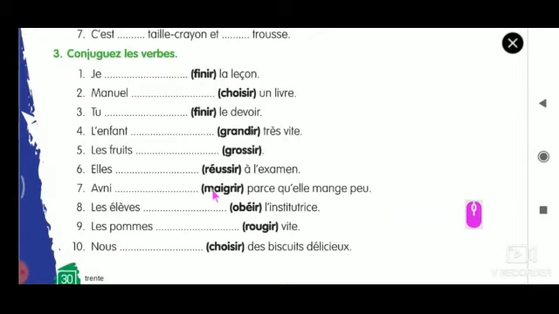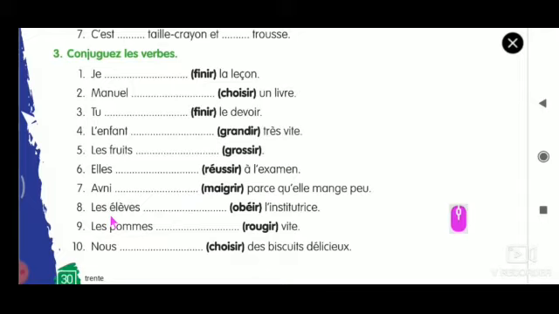So I'll spell the radical now. M-A-I-G-R-I. So far this is the radical, and the root is R. So take out the root and add T. Why? Because third person singular, the ending should be added as T. So Avni maigrit parce qu'elle mange peu.